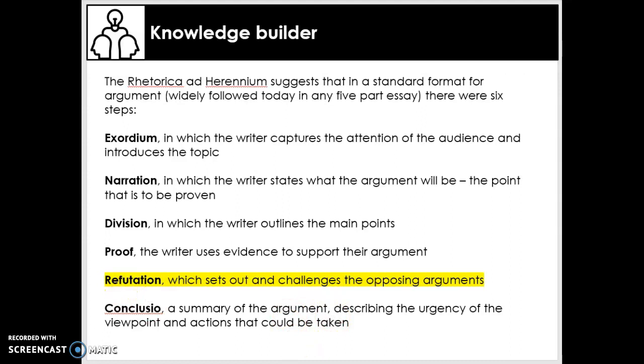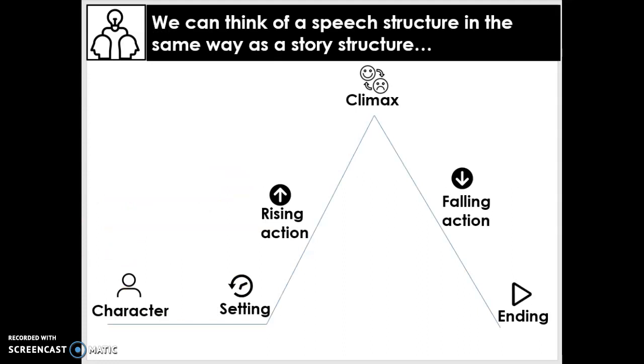Now, what I have done is taken this ancient textbook and these ideas of structure and shaped them into something which hopefully will be nice and straightforward for you to follow. And what I've tried to do is to create a structure which is very similar to the structure of most stories. You'll be used to this sort of diagram, the idea that in a story, you introduce the character, you create the setting, you have the action, a climax, and then you have a resolution where things start to come back to normal, and then we have an ending. And we can use this very similar pyramid structure to build a speech.